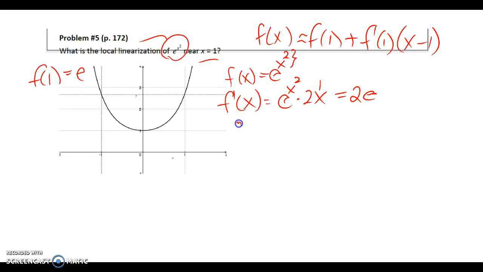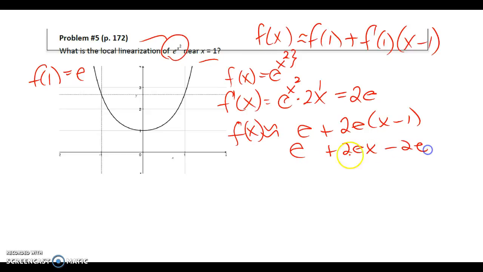So our equation becomes f of x, the approximation, is f of 1, which is e, plus f prime of 1, 2e, times x minus 1. So it's e plus 2ex minus 2e.